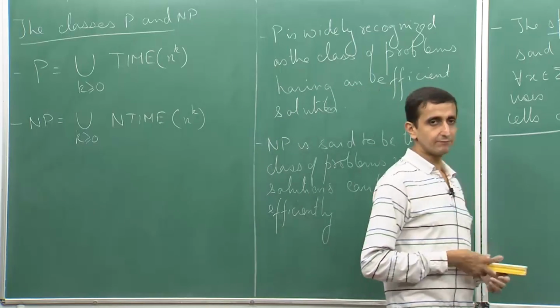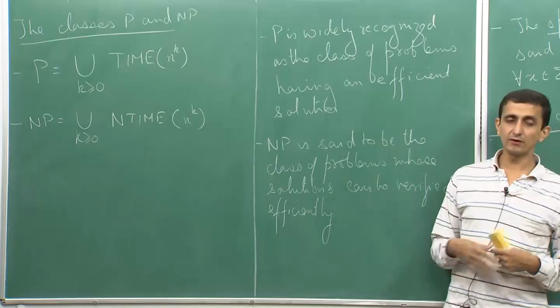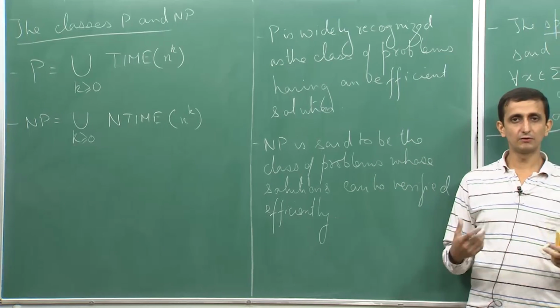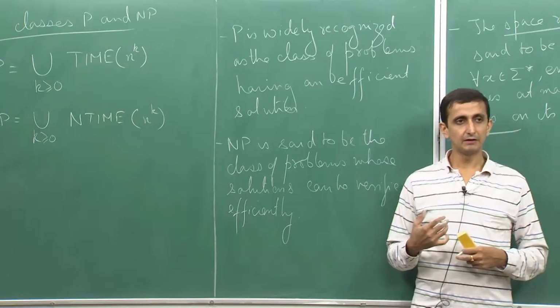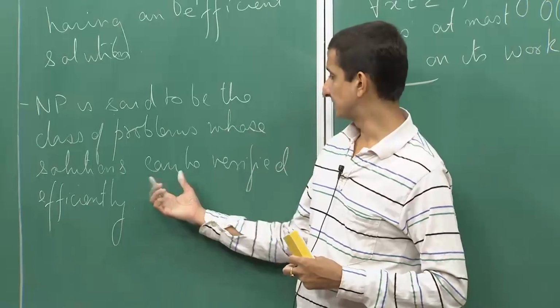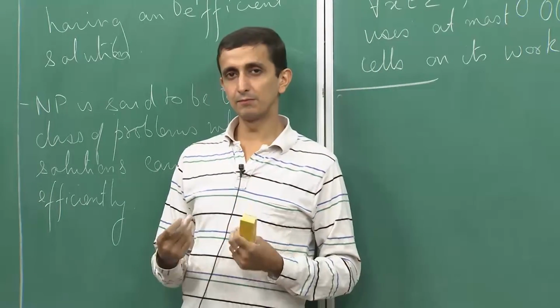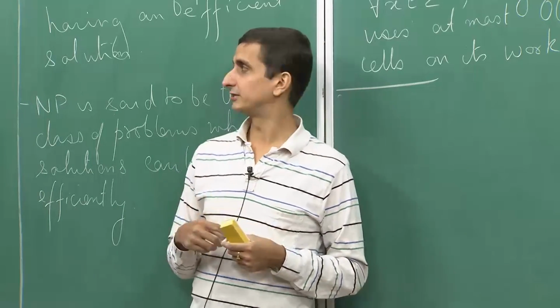Okay. So, next time we will look at more about these classes, we will look at more examples of problems that are in P and NP, and we will also look at an alternate definition of the class NP, which is more in line with this fact which I just mentioned, that NP is the class of problems whose solutions can be verified in an efficient manner.